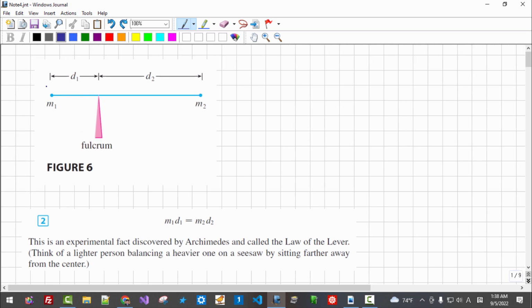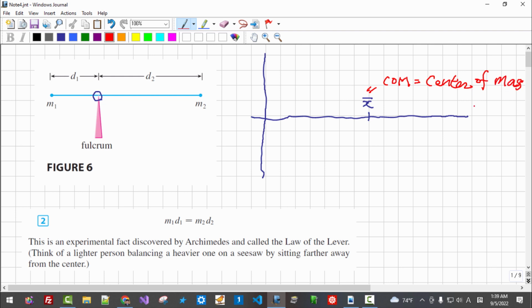Now we will move this figure into a coordinate system like this. So this pivot point now becomes x bar, or COM, center of mass. M1 is here. This is the origin. X1 is here. M2 is here. X2 is here.